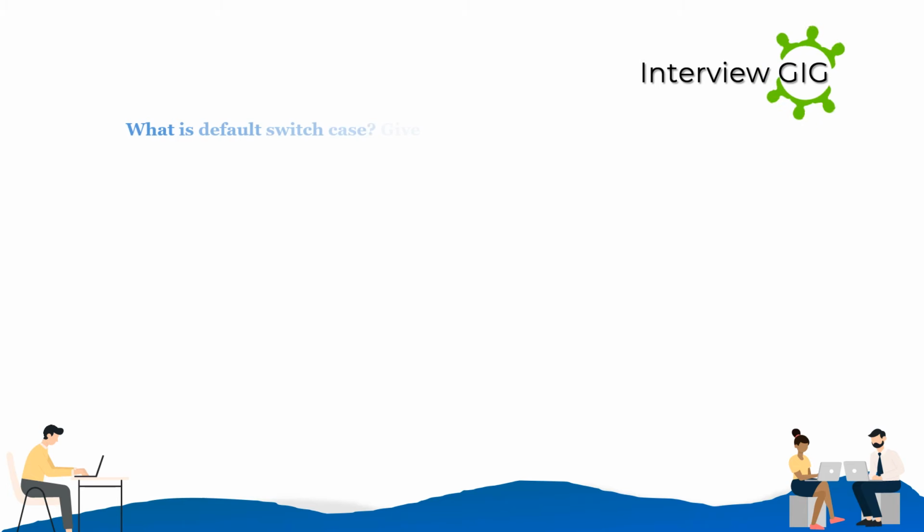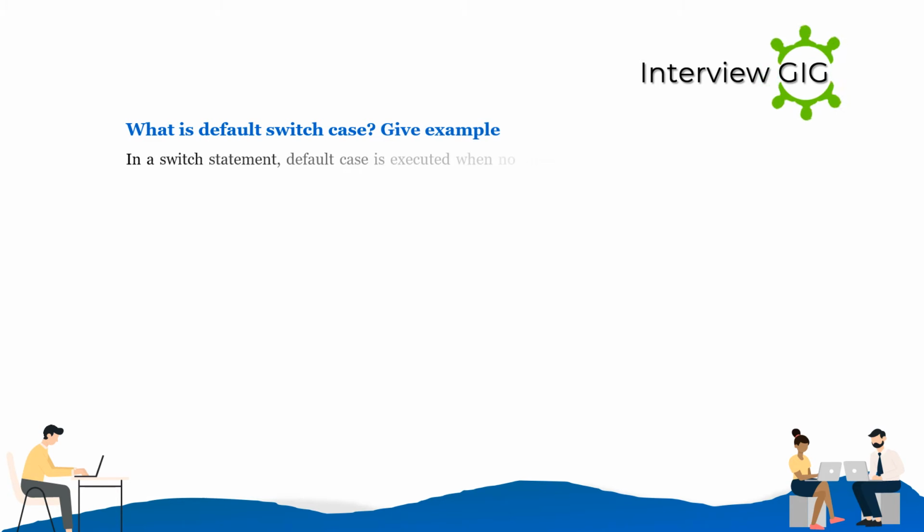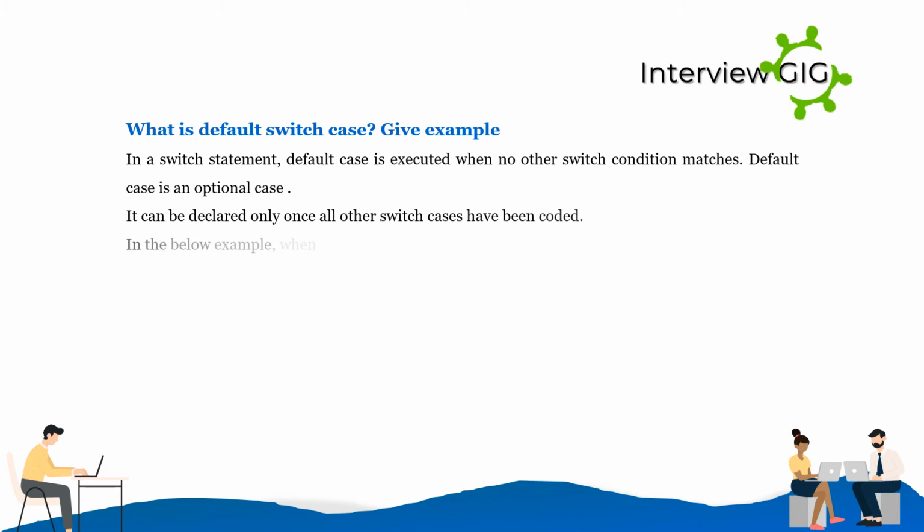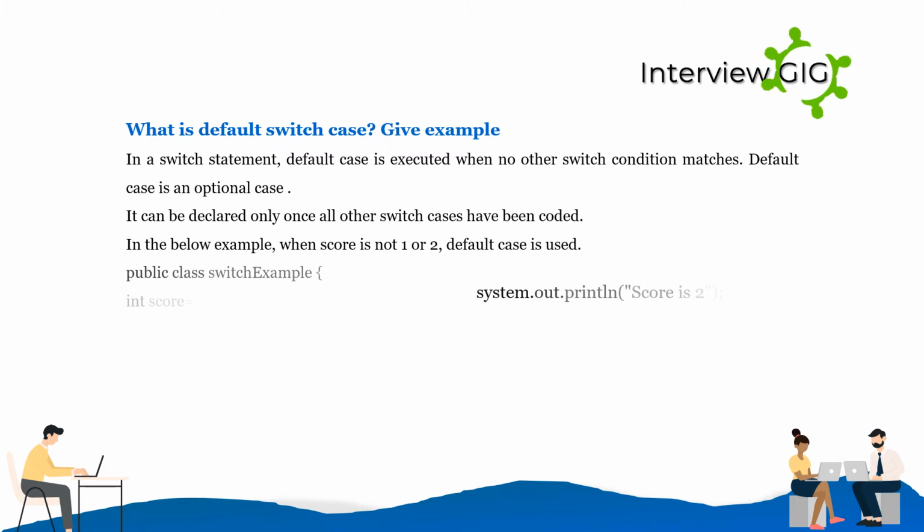What is the default switch case? Give an example. In a switch statement, the default case is executed when no other switch condition matches. The default case is an optional case. It can be declared only once all other switch cases have been coded. In the below example, when score is not 1 or 2, the default case is used.